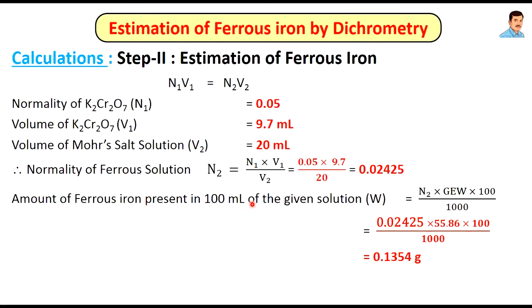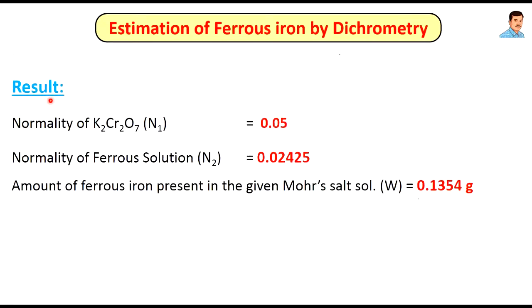These are the calculations. After the calculations, results are furnished like this. Normality of potassium dichromate N1 is 0.05. This is the step 1 result. Then the normality of the ferrous solution or Mohr salt solution N2 is 0.02425. This is the step 2 result. And the final one, the amount of ferrous iron present in the given Mohr salt solution, W is equal to 0.1354. This is the final result.